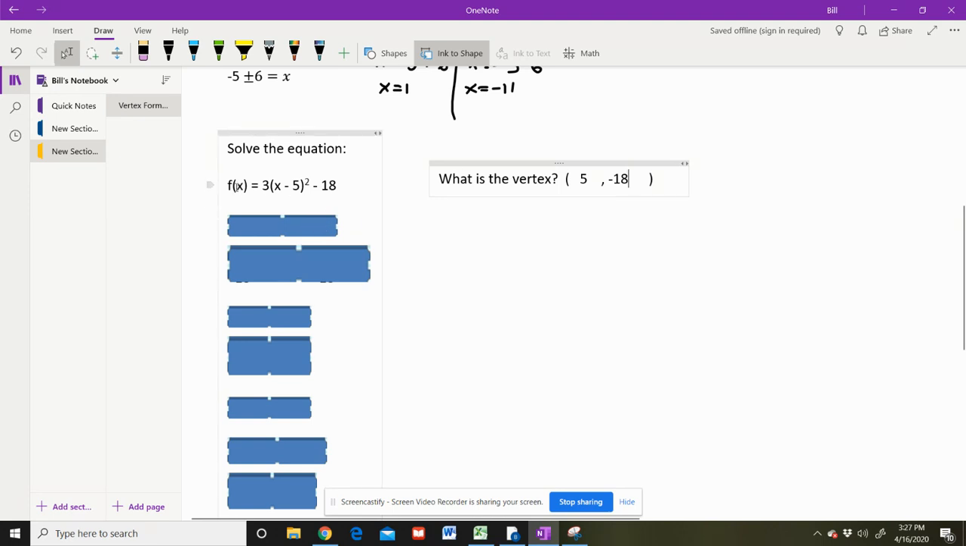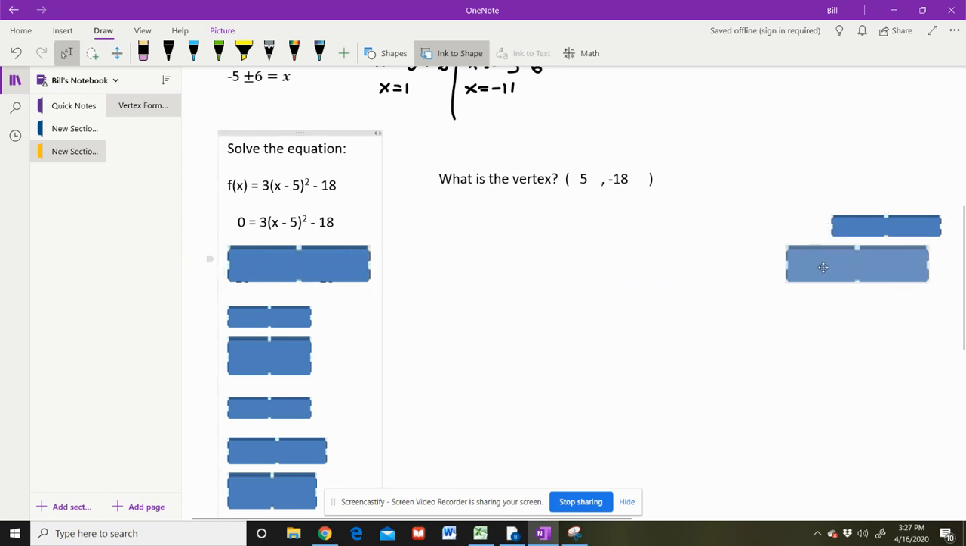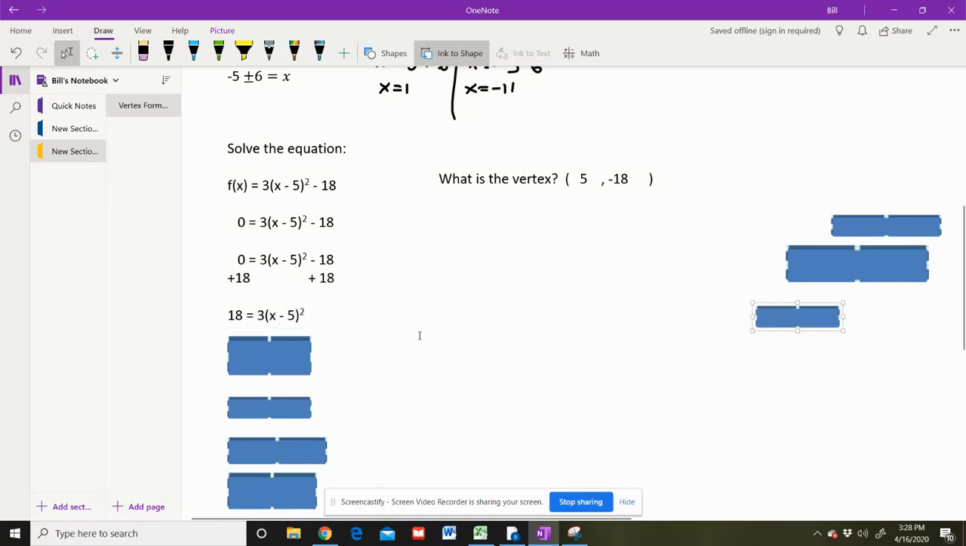So what I want to do, first step, I didn't write all our steps down over here, but we're going to set this side equal to 0 because we're trying to find our roots or our x-intercepts. So 0 is equal to the expression. Next step is I'm going to want to take this minus 18 and bring it to the other side. So I want to add 18 to both sides. So I'm going to do that here. I'm going to end up with 18 is equal to 3 times x minus 5 squared.